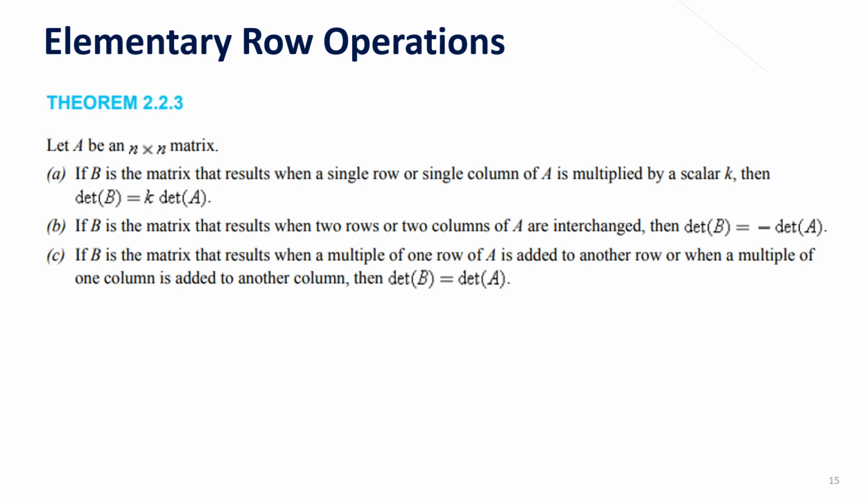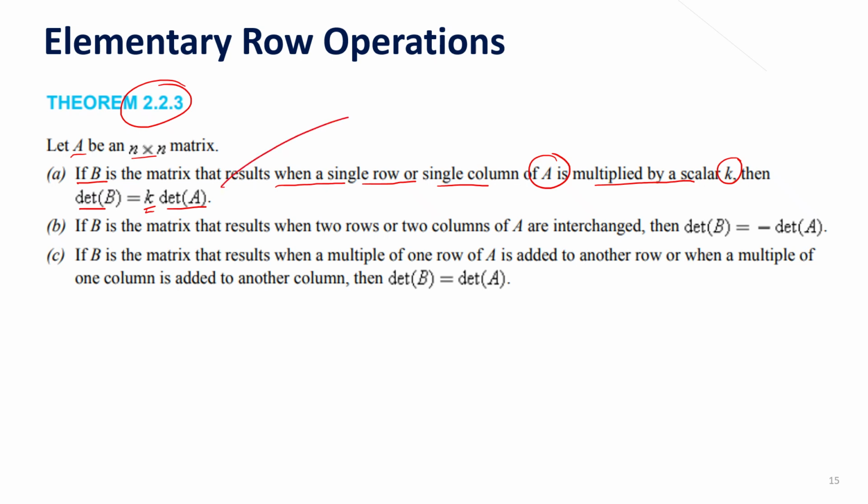Next are several perhaps new theorems that you may not have seen earlier. Let's say we have an n by n matrix A. When B is a matrix that is the result of a single row or single column of A being multiplied by a scalar K, then the determinant of B equals K multiplied by the determinant of A.